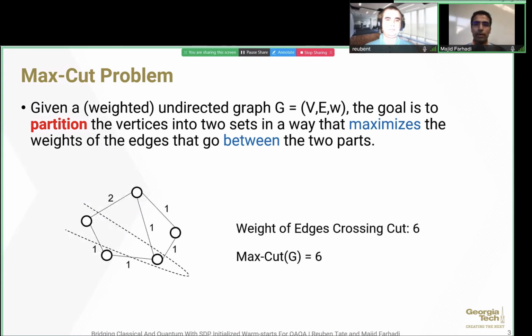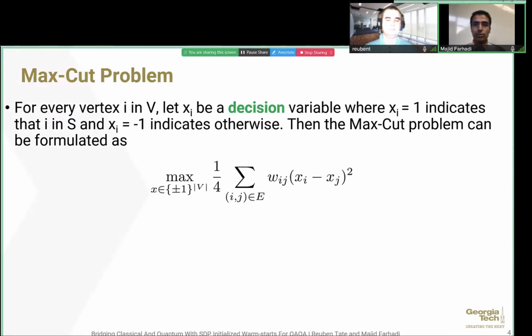Maxcut is closely related to the maximum satisfiability problem and numerous discrete optimization problems. One can represent a feasible solution by a mapping of vertices to plus and minus 1, corresponding to a vertex being on one side of the cut or the other. The objective can be written as a quadratic function of such valuations of the vertices.